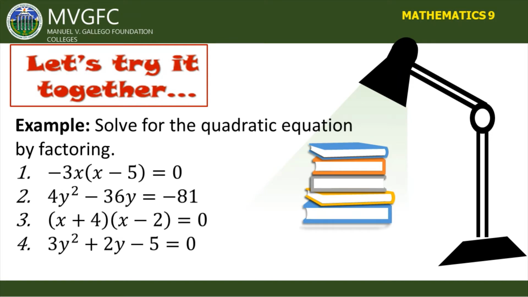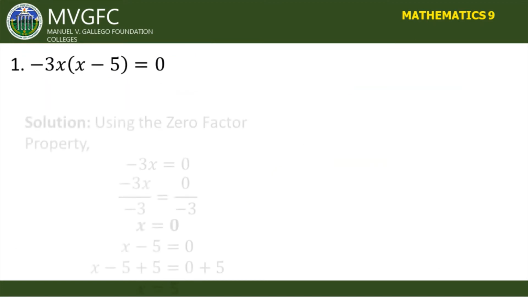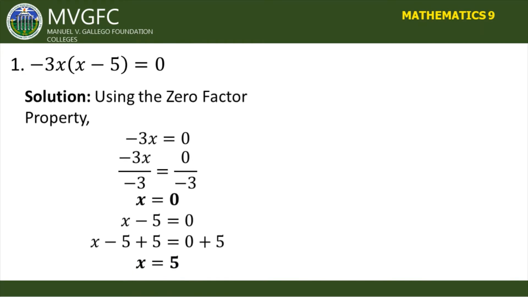Solve the quadratic equation by factoring. For number 1, we have negative 3x multiplied by quantity x minus 5 is equal to 0. Using the zero factor property, we can divide the equation into 2 and equate each to 0. So we have negative 3x is equal to 0. Divide both sides by negative 3, cancel it out. The value of x is simply equal to 0.